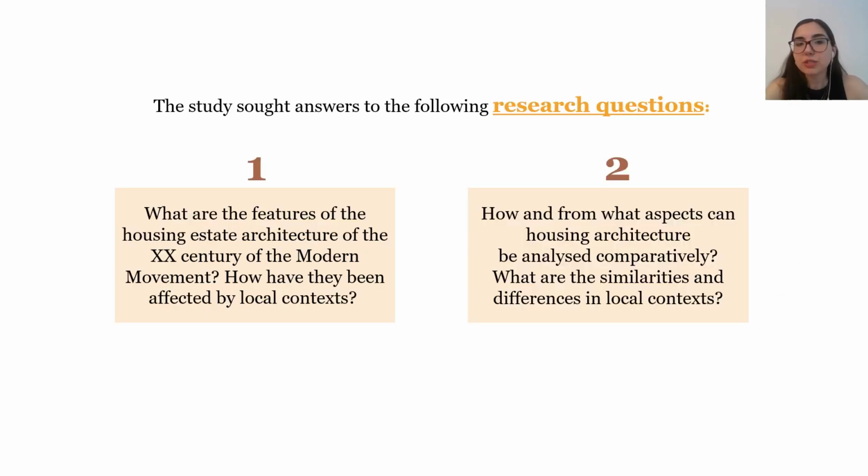The research questions are, what are the features of the housing estate architecture of the 20th century of the modern movement? How have they been affected by local contexts? How and from what aspects can housing architecture be analyzed comparatively? What are the similarities and differences in local contexts?